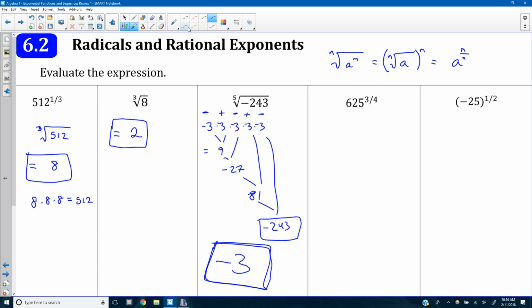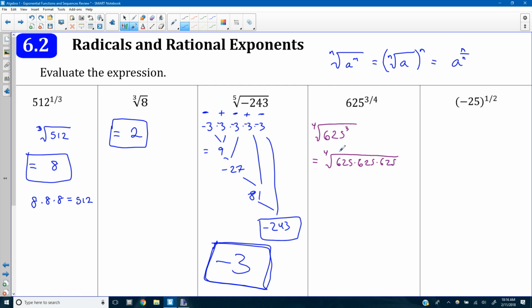625 to the 3/4 power. Okay, this is where I get to play with this transformation idea. Now I'm going to first start by writing it this way right here. I'm going to write 625 cubed, and all to the fourth root. Fourth root of 625 cubed. What this would mean is I would take 625, multiply it by itself 3 times, and then I'd take the fourth root of that number.